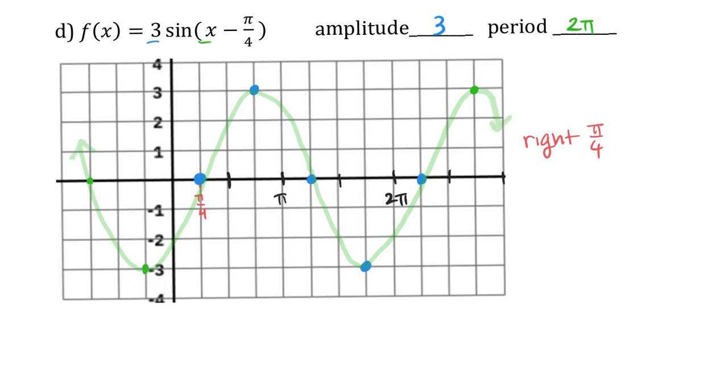Okay, so here's my sine graph. This is one period right here. It looks like sine, it starts at 0, goes up, goes down, back to 0, but it goes right one space. So it's missing each point by one space. Okay, let's try another one.